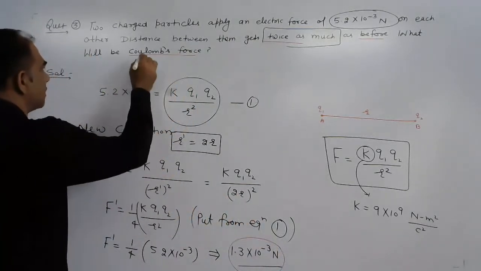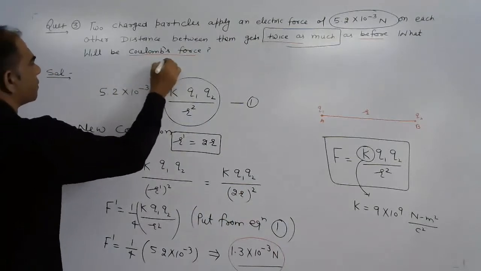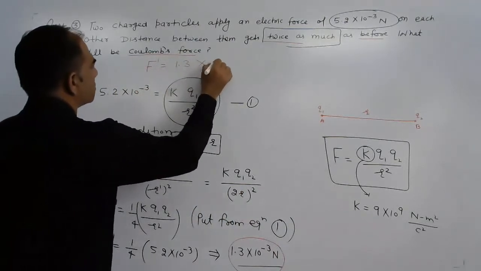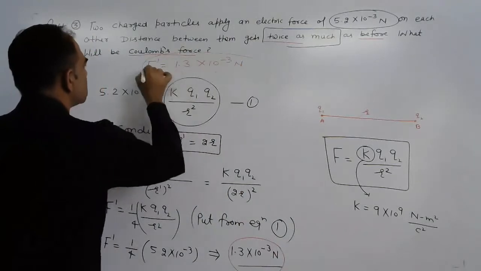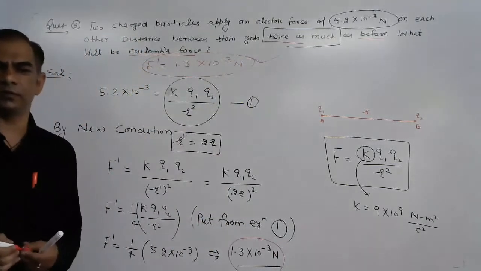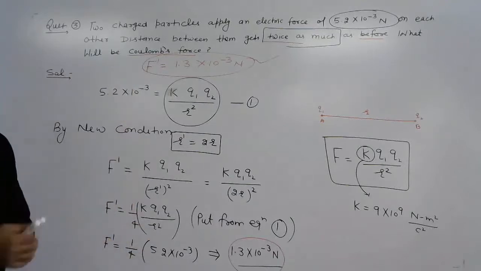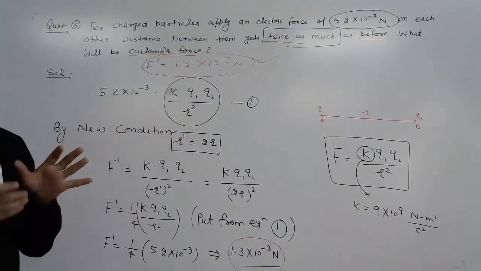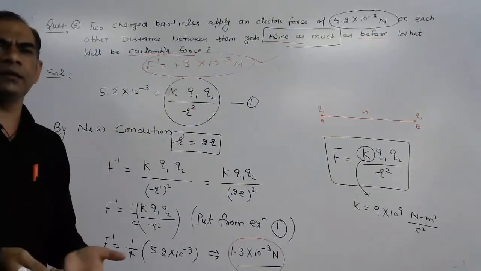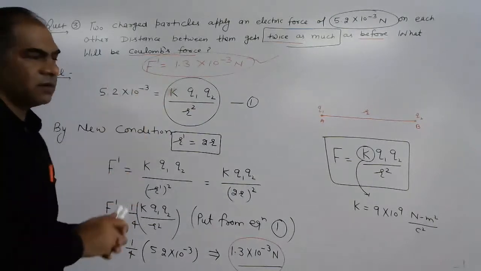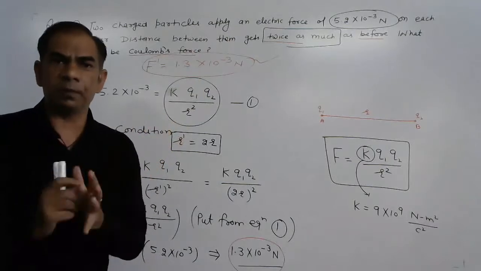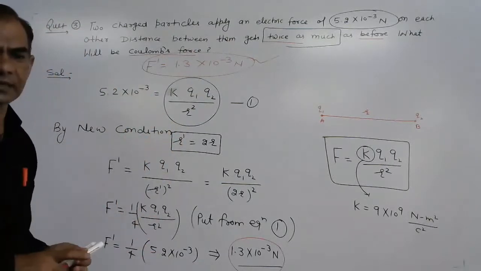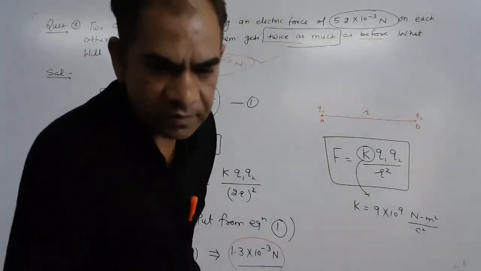This is the answer. So we write what the electrostatic force will be: F dash = 1.3 × 10^-3 Newton. This is the exact answer to this question, and this is the method by which we can solve it easily. So to solve this question or any numerical, first read the question properly, then imagine it, and then we can solve it easily. In this way we solve this.